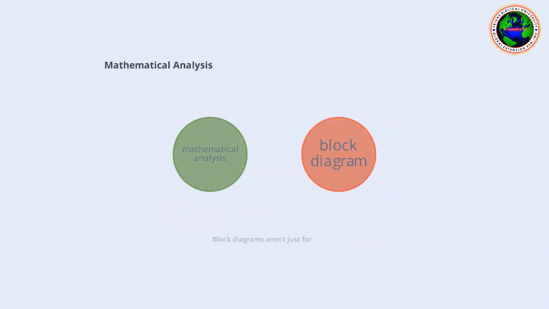Block diagrams aren't just for visualization, they're also used for mathematical analysis. Engineers can assign equations to each block, representing how the component processes signals. This allows for precise calculations, simulations, and predictions of system behavior. Mathematical models are essential for designing effective and reliable control systems.